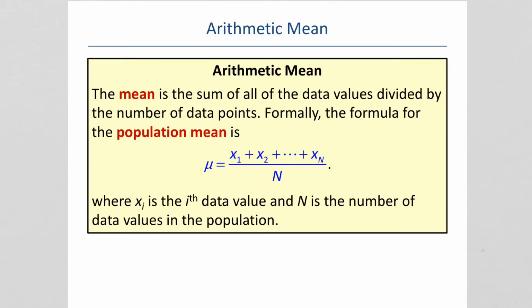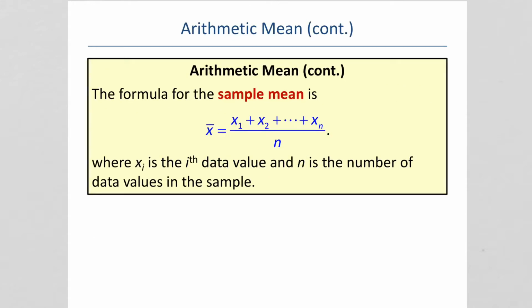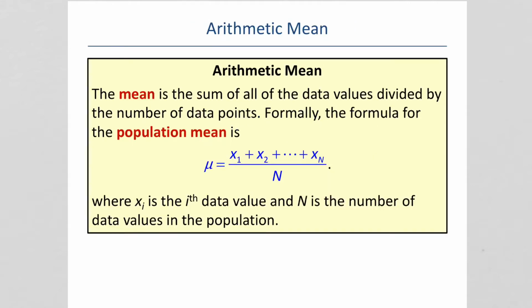Okay, so here's the deal. The arithmetic mean is what you've always thought of as the average, where you add them all and divide by the number of data points you have, okay? The difference between the population mean and the sample mean is just what it says. The population mean is if you actually have all the data values for an entire population, then you would use the population mean, which is called mu, this little m thing here.